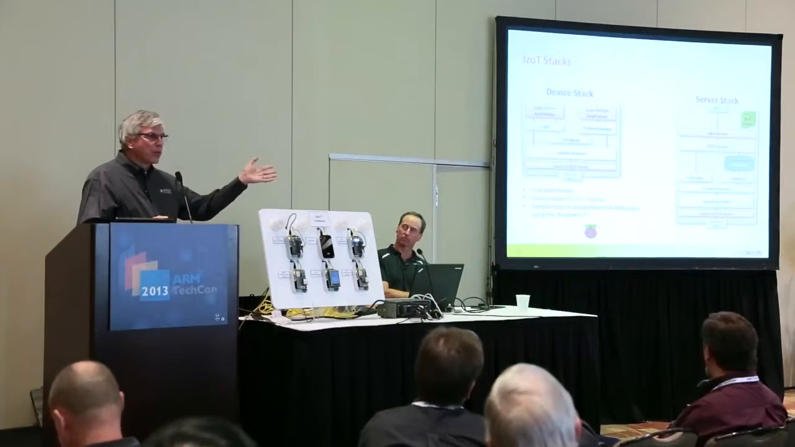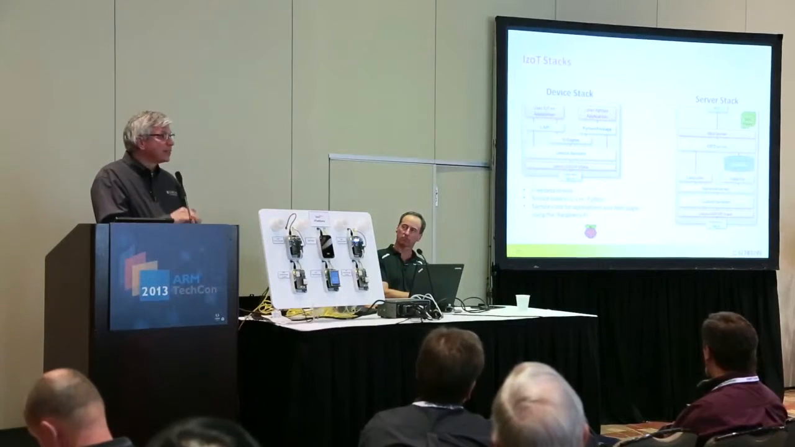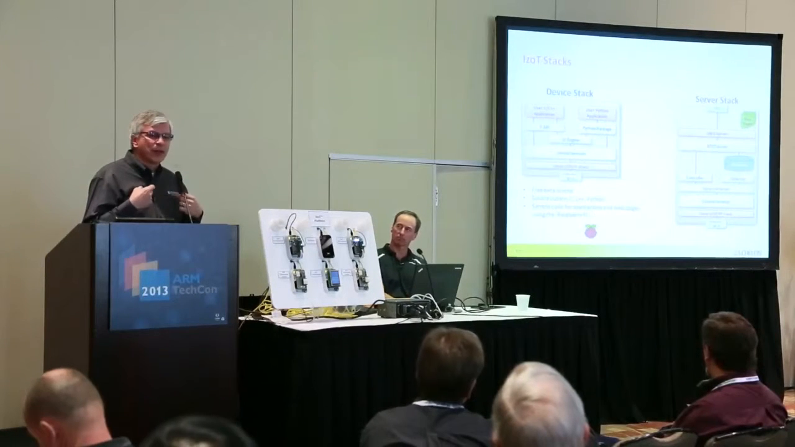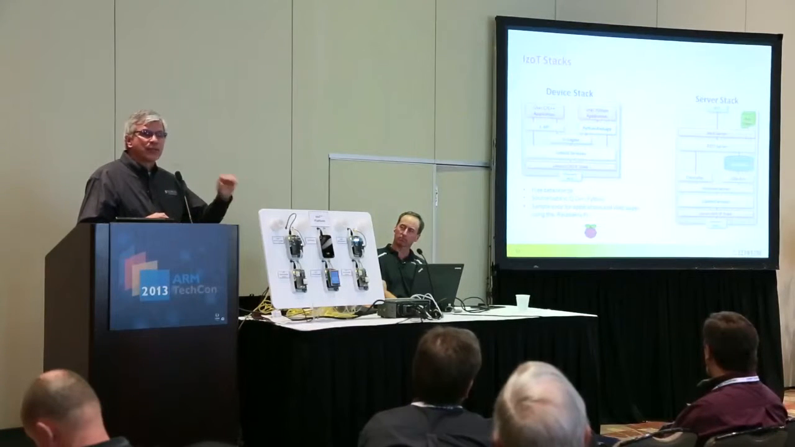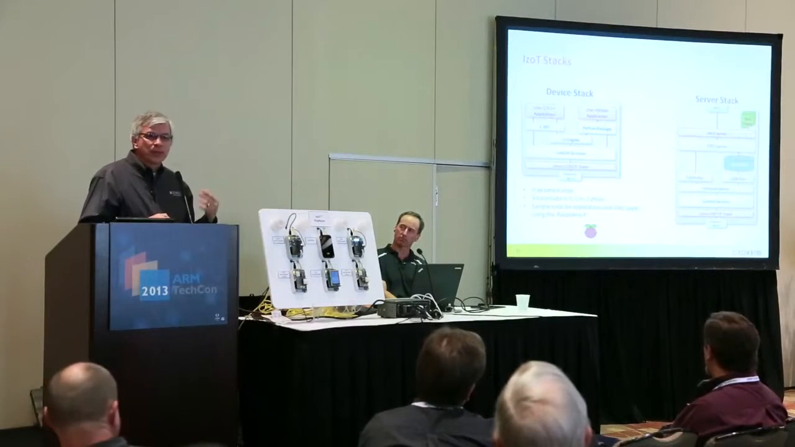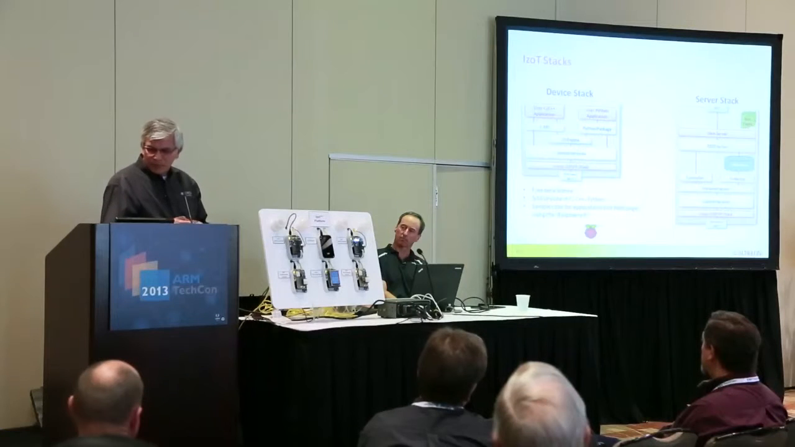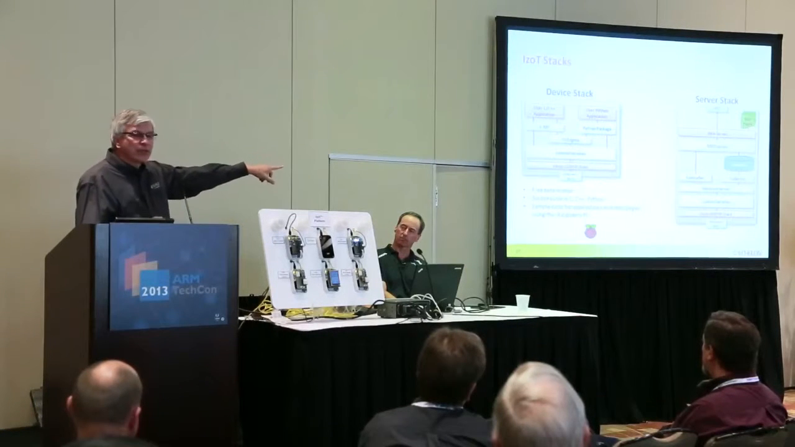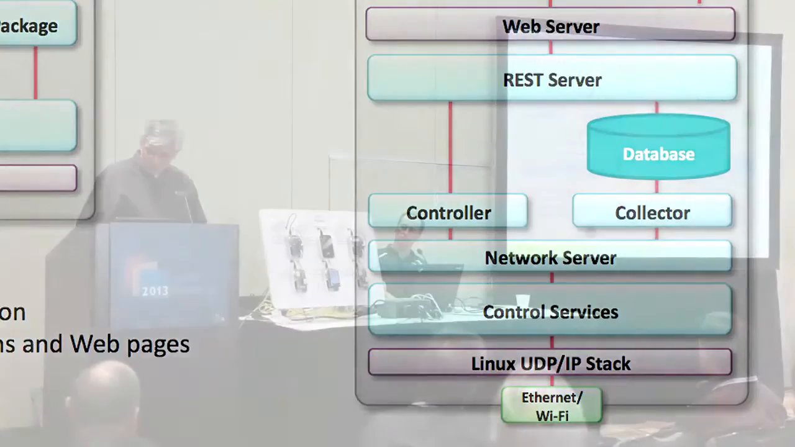On the right side, within our server stack, we have a web server that sits on top of our REST server. Our REST server provides this very easy to use RESTful API that makes it simple to discover devices, to talk to data points, and to read data points from either a web page or from your own web applications. That in turn is sitting on top of a network server that actually goes out and discovers devices and maintains a database of all the devices and all the data points. So when your web page requests a data point, it gets it from the network server. And that in turn is also running on top of our control services.